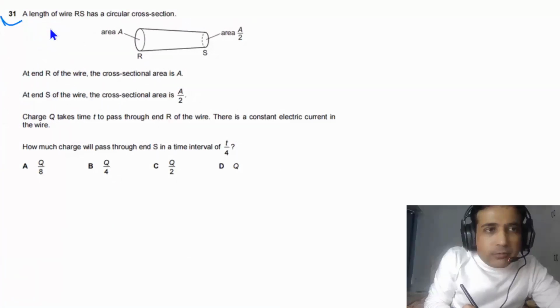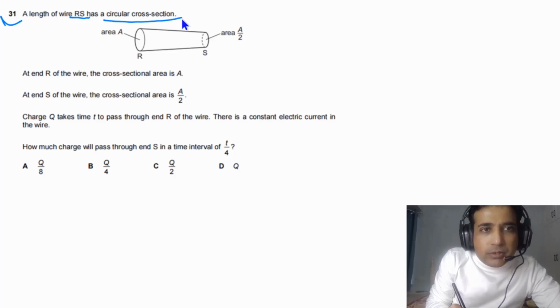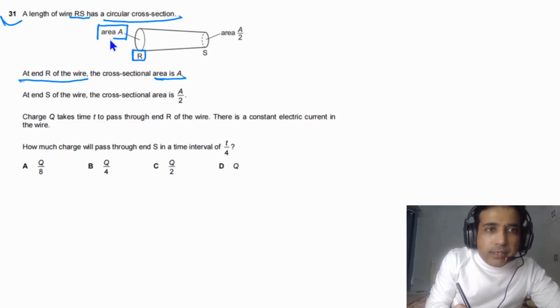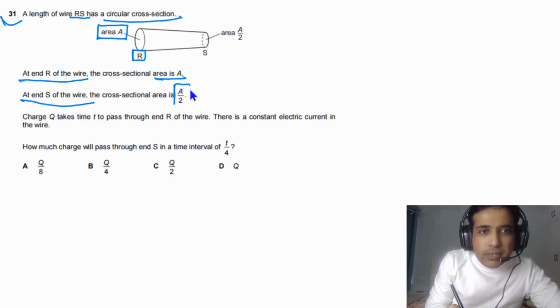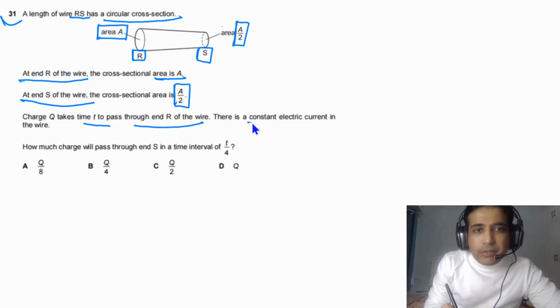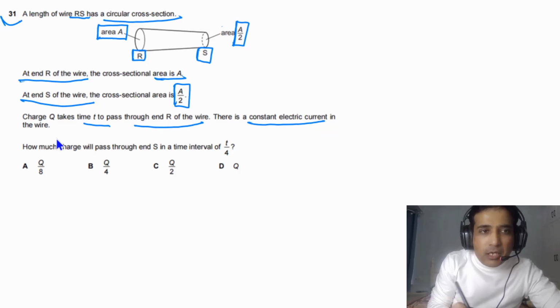For question number 31, it is given to us a length of wire RS has a circular cross-section. At end R of the wire, the cross-sectional area is A. As you can see, at end R, cross-sectional area is capital A. At end S of the wire, the cross-sectional area is A by 2. So this is A by 2 at end S. Charge Q takes time T to pass through the end R of the wire. There is constant electric current in the wire.